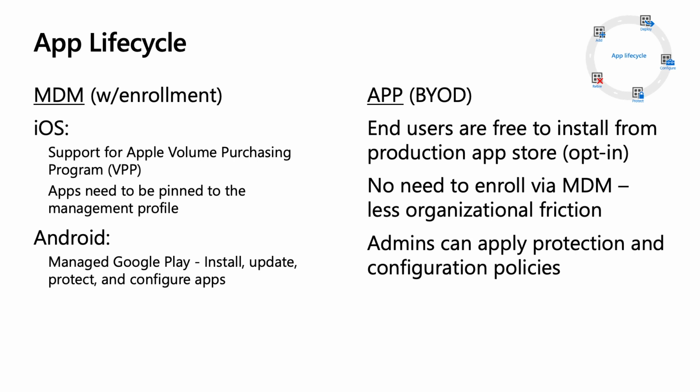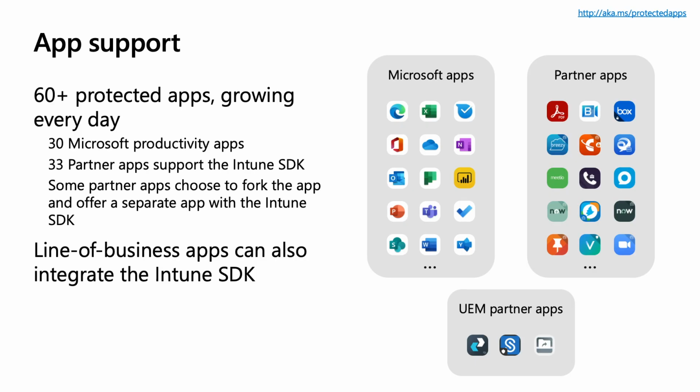Admins can still make sure that they apply protection and configuration policies to these applications to ensure that corporate data stays secure. For our support on application protection policies, we have more than 60 protected applications, and that number is growing every day. To start, we have 30 applications within the Microsoft 365 productivity suite, as well as over 30 partner applications that have implemented the Intune SDK and growing. Some partner apps choose to fork the application, and some offer to build a new application just for Intune customers. Line of business applications can also integrate the Intune SDK.